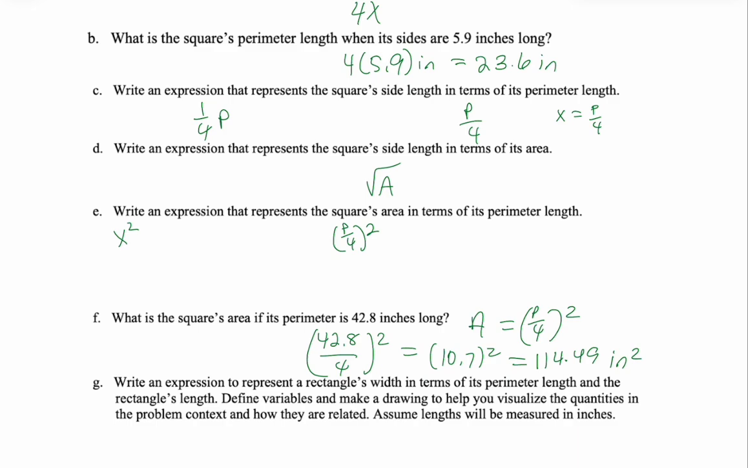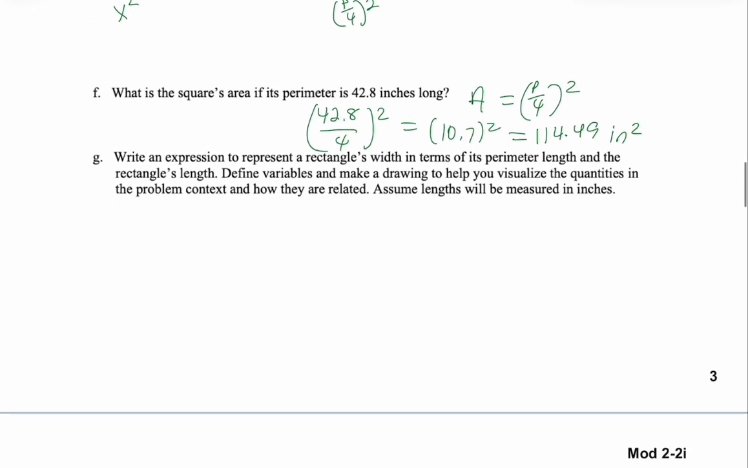So that leads us now to G. It says, write an expression to represent a rectangle's width in terms of its perimeter and the rectangle's length. We're going to define some variables to stand for those things. When they say a rectangle, the first thing I do is I draw a crude little rectangle on the side of my paper. It's always a good placeholder for my information.